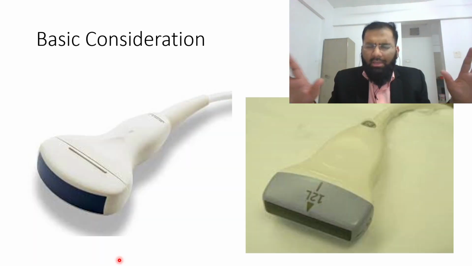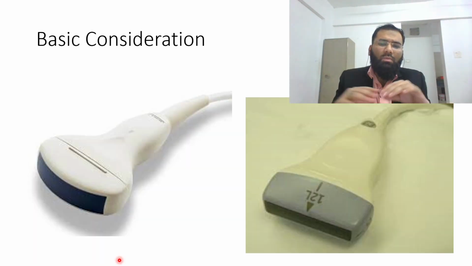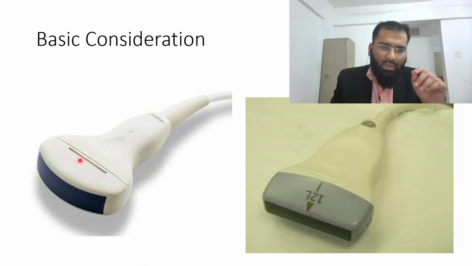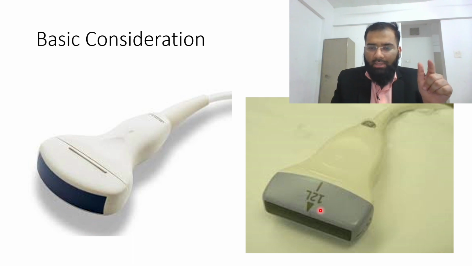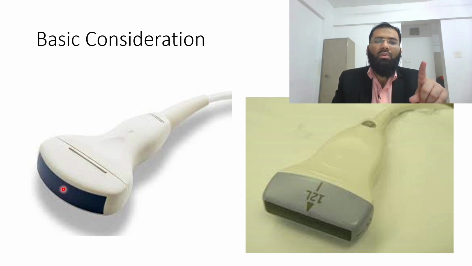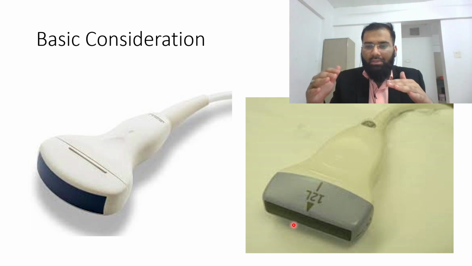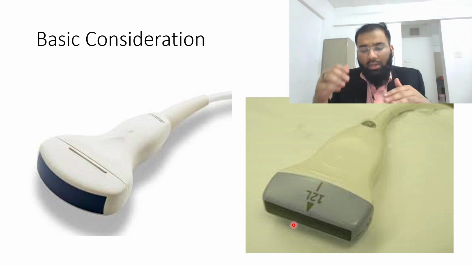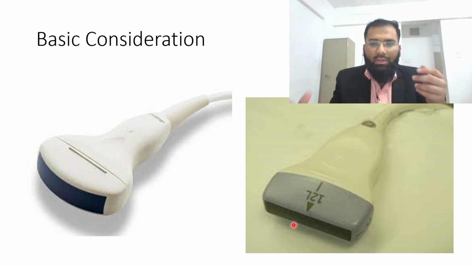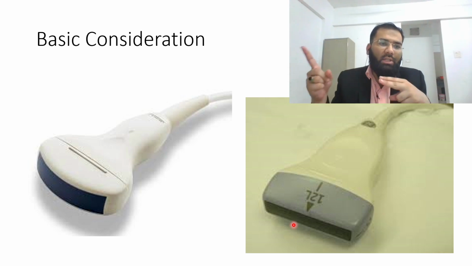Let us see very basic considerations. So which probe are we going to use? So here I have shown this is the transabdominal convex probe. This is the linear probe. So normally if you are examining transabdominally, then you are going to use the convex probe. Linear probe is generally not used, but sometimes in some patient, when you're not able to see structures clearly through the abdomen and you want a better resolution, in that case you can try using a linear probe.